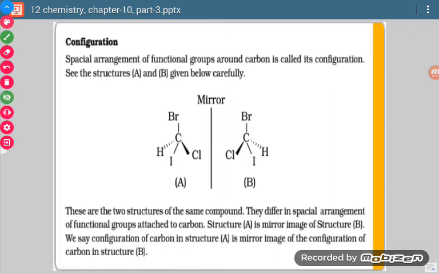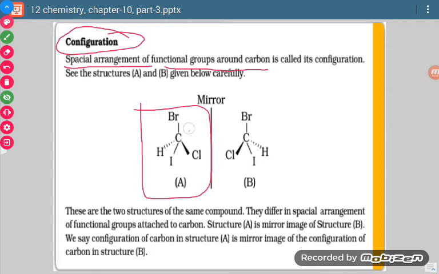Now see here, the term inversion of configuration has come. So what do we mean by configuration? Let us discuss it. Configuration is the spatial arrangement of functional groups around carbon. Let us take this example. This is one of the molecules and this is carbon. Now this carbon is attached with these four groups. Whichever way these groups are attached, that formation is known as configuration. Their arrangement in space around this central atom is called configuration.